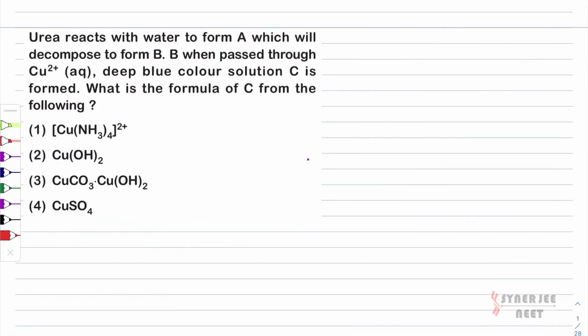In this question, it is given that urea reacts with water to form compound A, which decomposes to form B. And B gives a deep blue colored solution when passed through copper plus 2. So let's see which of the following gives these reactions. Now let's take urea first. Urea is this compound, NH2CONH2. This is urea.